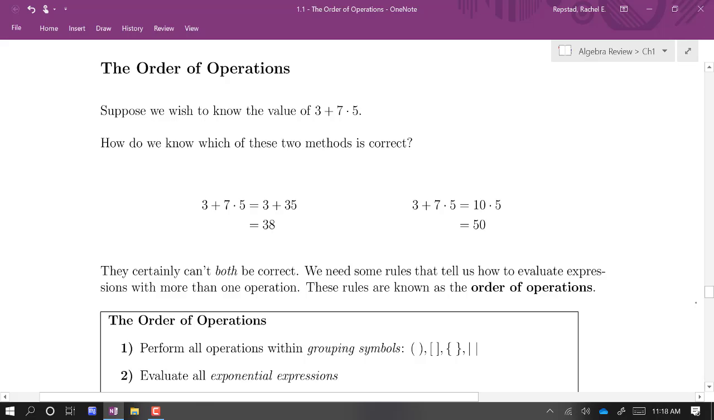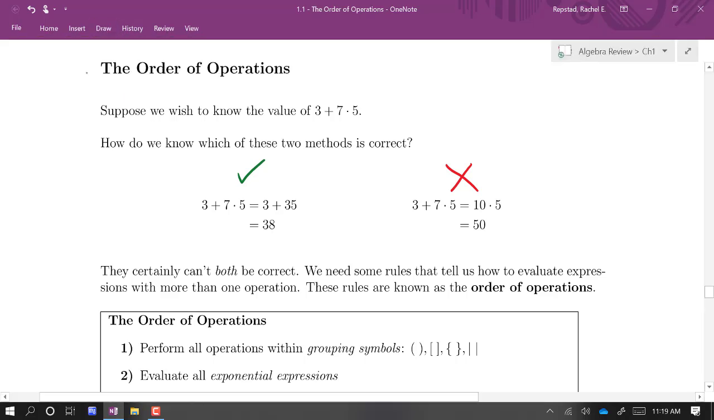All right, so now we come to the order of operations. I'm going to start with a quick example, one that you may already know the answer to if you have experience with the order of operations. If I want to know what is the value of 3 plus 7 times 5, one person might look at this and say, well, 7 times 5 is 35, and then I add 3 and get 38. Another person might say, well, 3 plus 7, that's 10, and then I'm going to multiply that by 5 and get 50. As it turns out, the one on the left is correct. The one on the right is not.